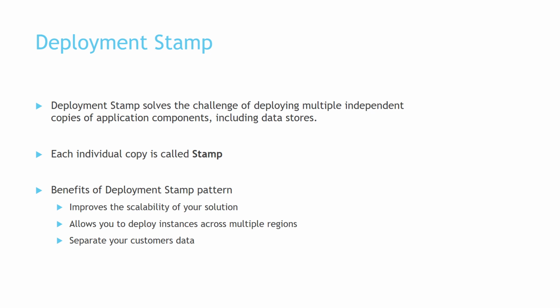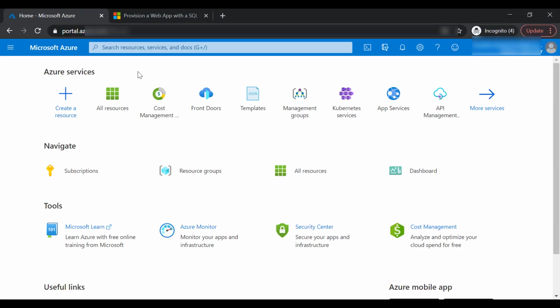We are going to get a lot of benefits by using the deployment stamp pattern. One of them is improving the scalability of your solution. Also, the ability to deploy multiple instances of your solution across different regions or in the same region, and it allows you to separate and isolate your customers' data completely. Now let's go to the Azure portal and see how we can implement this pattern.